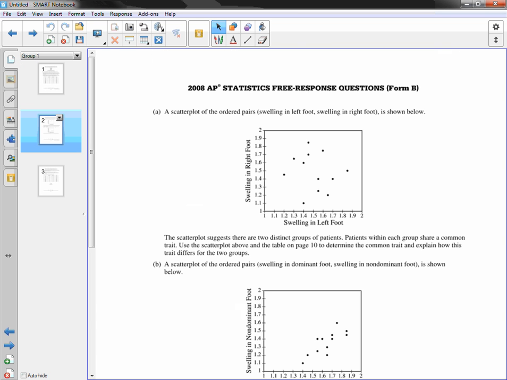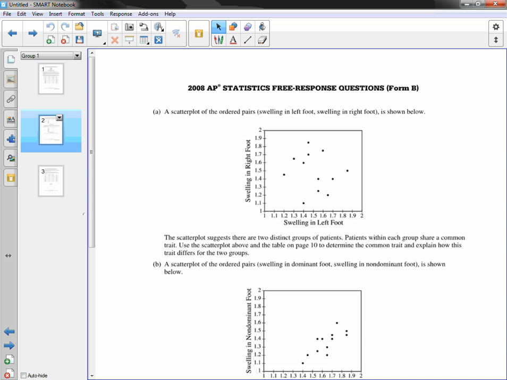Okay. The scatter plot, so this is the first thing that we actually have to deal with here. It says the scatter plot of ordered pairs, swelling in the left foot and in the right foot, is shown below. The scatter plot suggests there are two distinct groups of patients. Patients within each group share a common trait. Use the scatter plot above and the table on page 10 to determine the common trait and explain how the trait differs for the two groups.